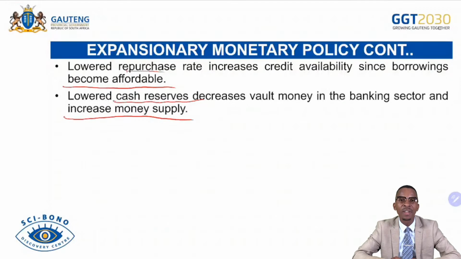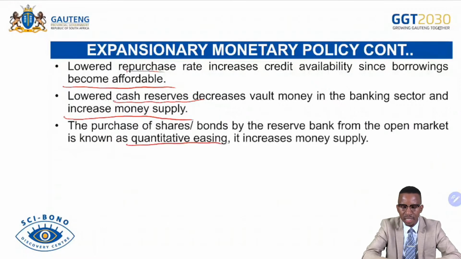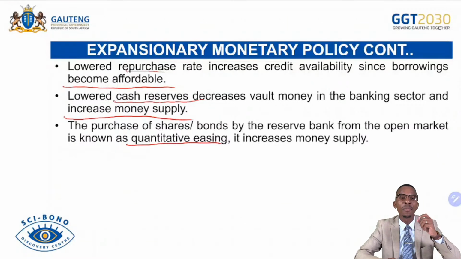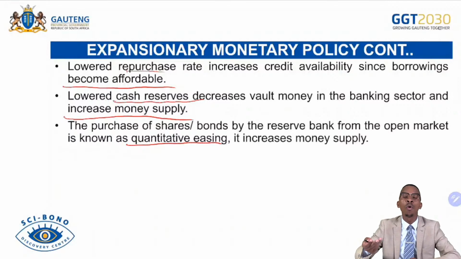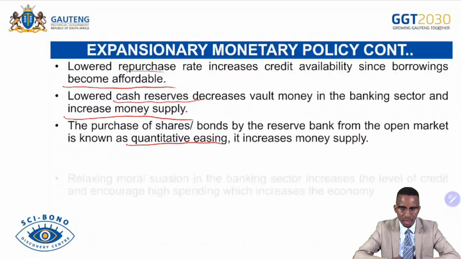commercial banks will be giving out more loans, and then there will be greater demand for goods and services. The purchase of shares or bonds by the Reserve Bank from the open market is known as quantitative easing. Whenever the central bank is buying shares from the open market, from commercial banks, that is known to be quantitative easing, because it relaxes the pressure and allows commercial banks to hold on to more money, which can be given to the circulation, and it will lead to greater demand for goods and services.